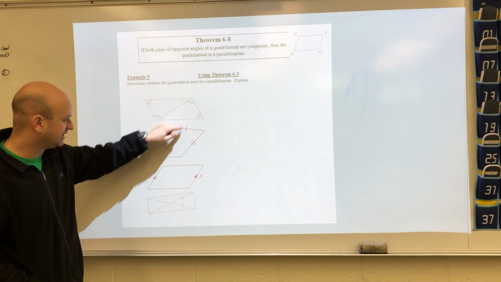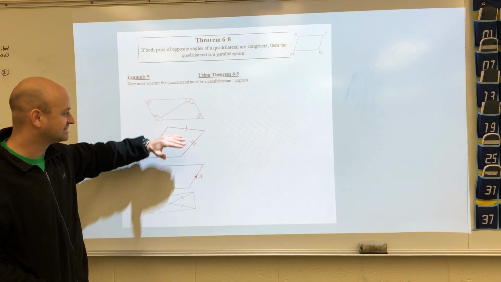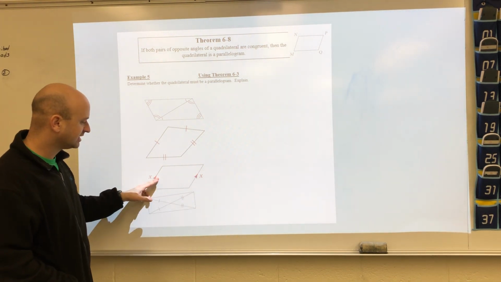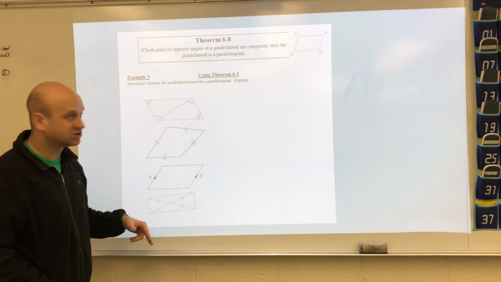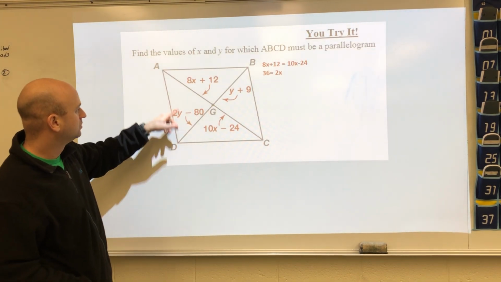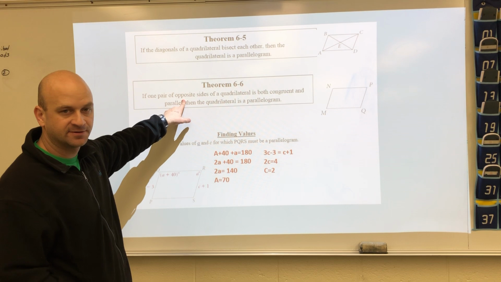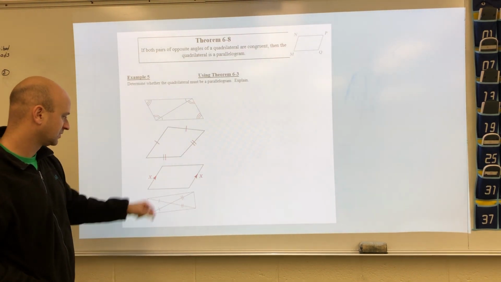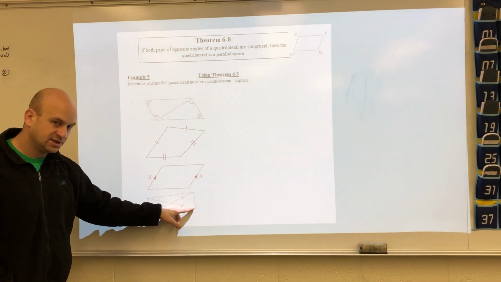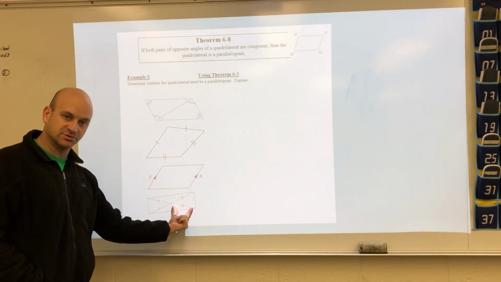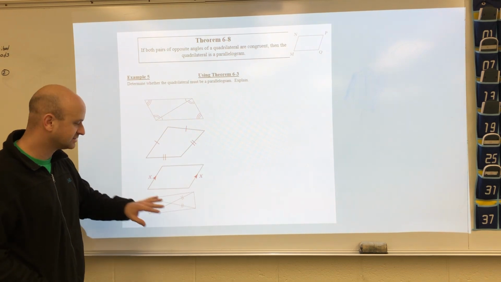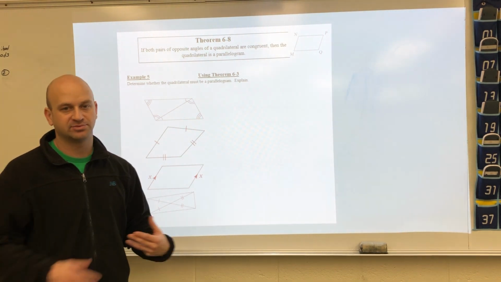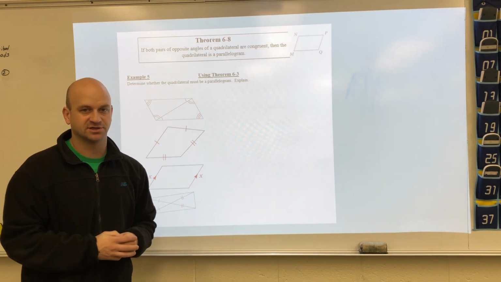In this example here, we have opposite sides that are not congruent. This is not a parallelogram. In this example, we have one pair of sides that are parallel, one pair of sides that are congruent. And based on what we talked about a second ago, that makes this a parallelogram. Okay. All right, here we have diagonals, and we see that this diagonal is not equal to this, and so it is not bisected. This is not a parallelogram. So that gives you a quick overview of the different properties of parallelograms and some examples that go with it.